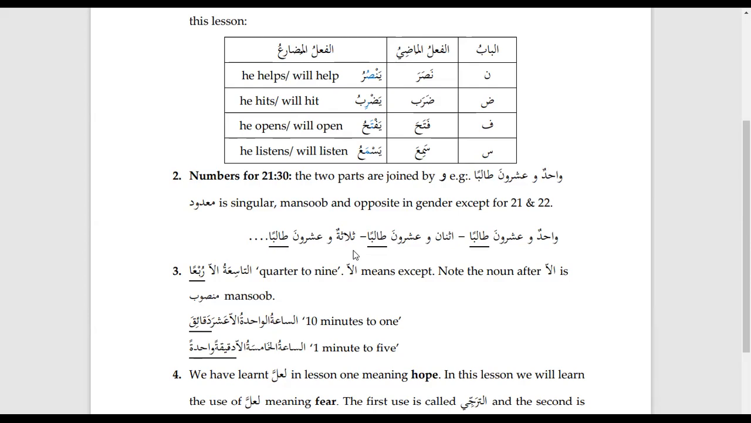What about 30? If I want to say 30 students, how will I say it? Thalathuna taliban. And if I want to say 30 feminine students? Thalathuna talibatan. That's right. So they will be singular and mansub, whether they are masculine or feminine. All right. So 23 طالبا, 24 طالبا, up to 29, it will be as it is.